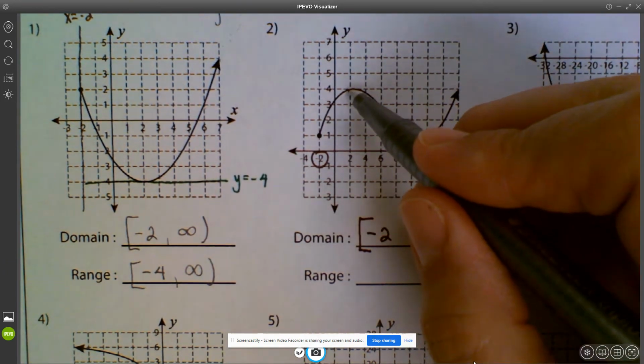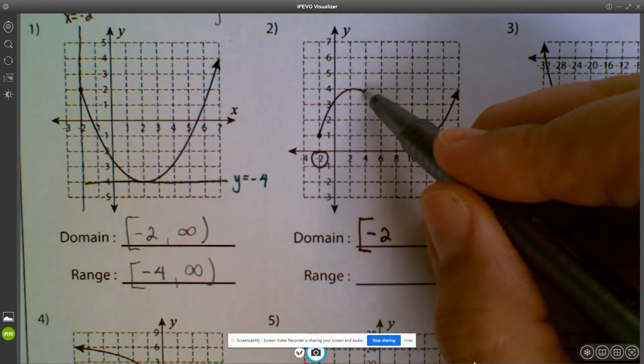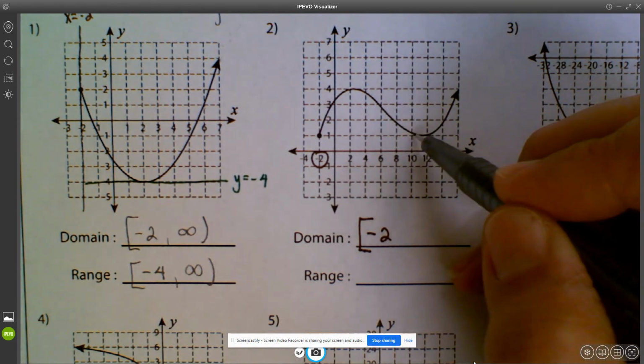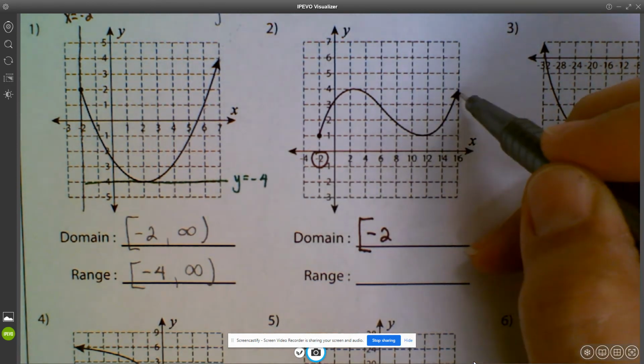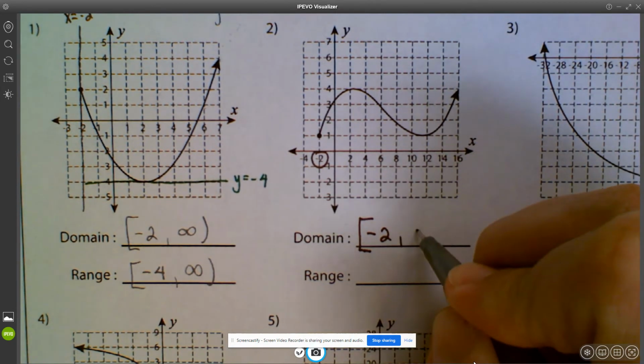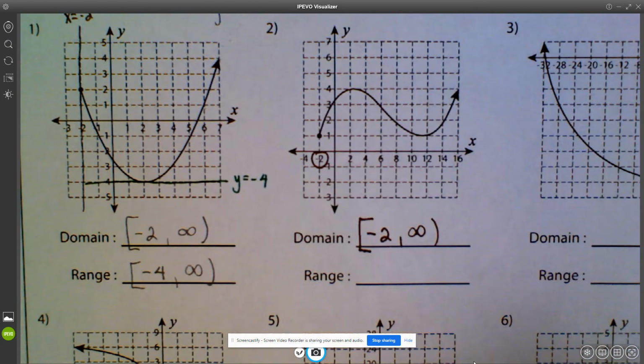So let's go in the opposite direction. How far to the right? x equals 2, 4, 6, 8, 10, 12, 14, 16, 18, 20, 22, 24, 26. So this is going to go to infinity.